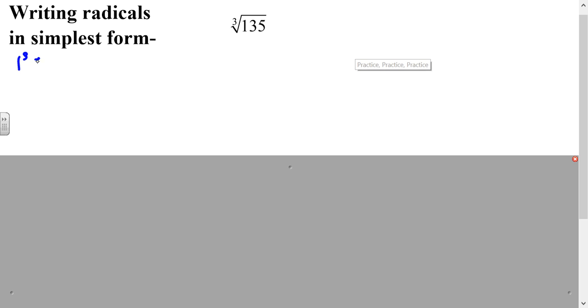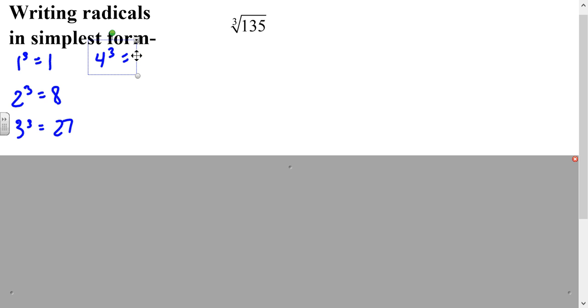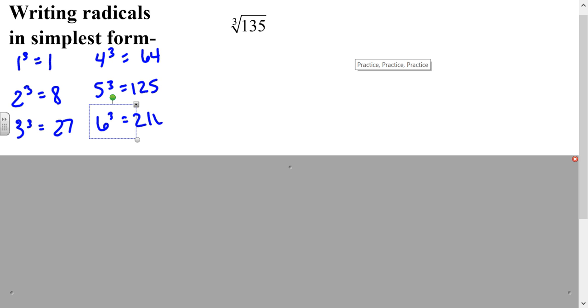So 1 to the 3rd power would be 1. 2 to the 3rd power would be 8. 3 to the 3rd power would be 27. 4 to the 3rd power would be 64. 5 to the 3rd power would be 125. 6 to the 3rd power would be 216.